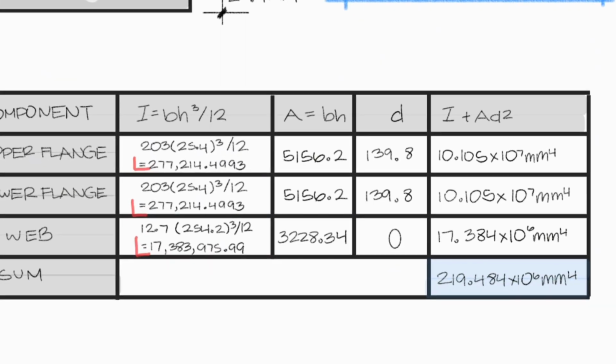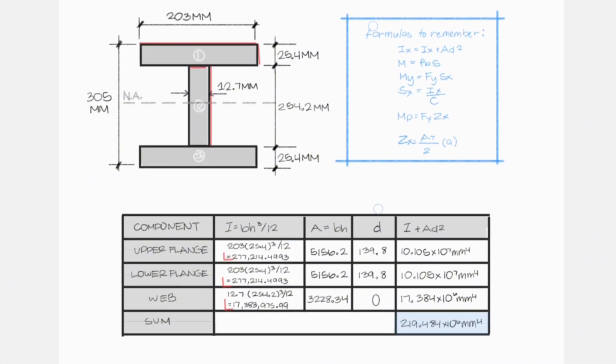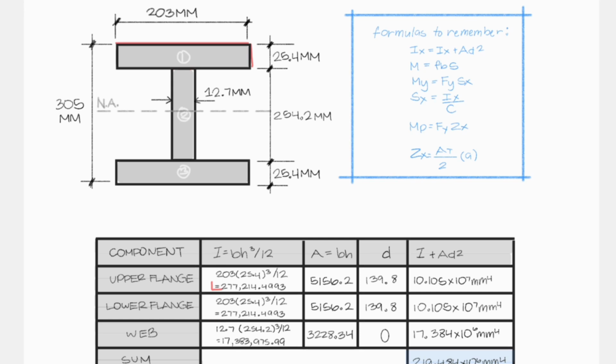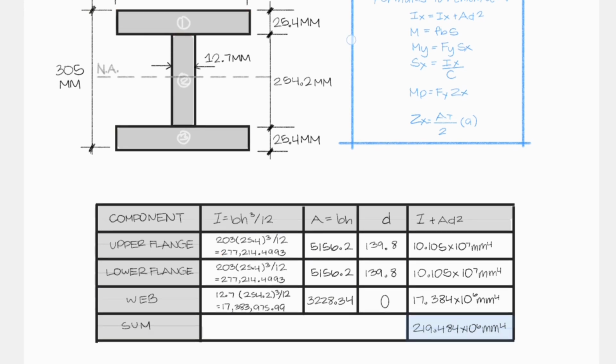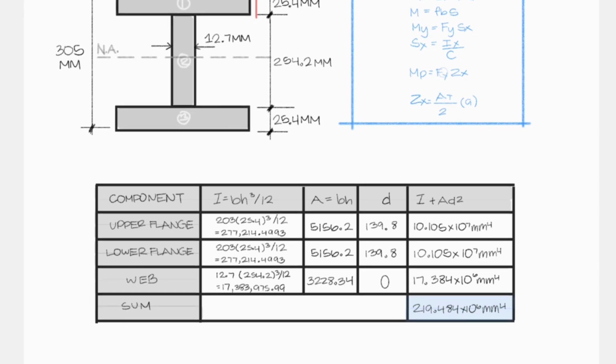We have the second column, which is A equals base times height. Once again, we will get the areas of each component. The upper flange with a base of 203 multiplied by 25.4 with an answer of this, similar to the lower flange. And our web has 12.7 millimeters multiplied by 254.2 millimeters with an answer of this.